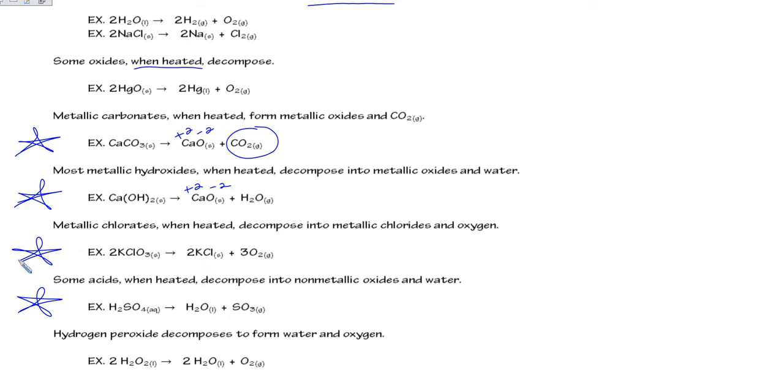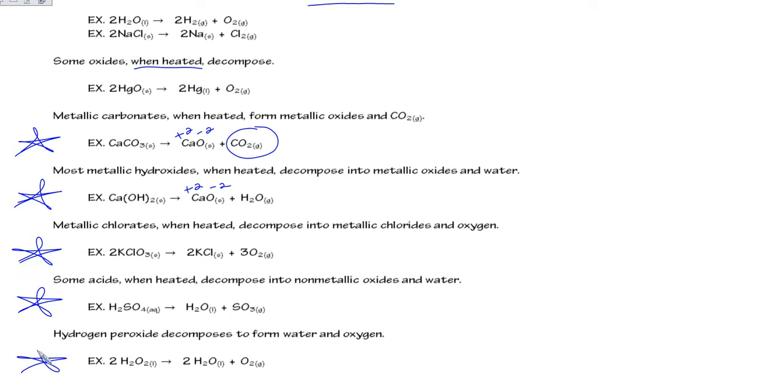We'll heat them gently, and you don't see the oxygen, but you can prove it's there by putting something in its presence that will burn. The other product is just the metal chloride. So you could have like calcium chlorate. It would break down and form calcium chloride and oxygen gas. And then I just balance them appropriately.